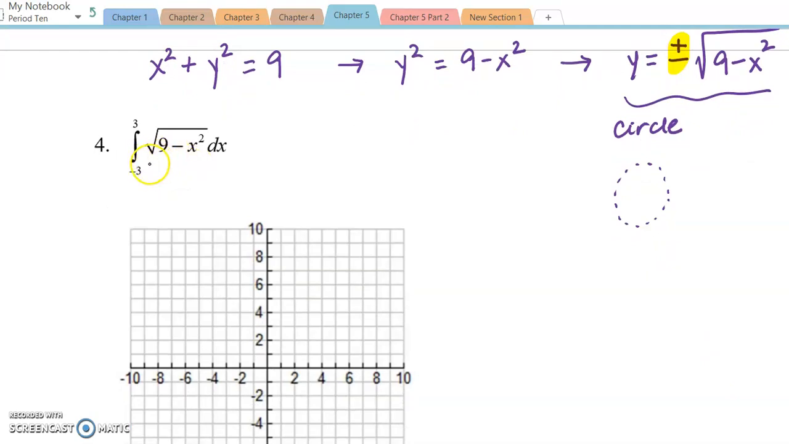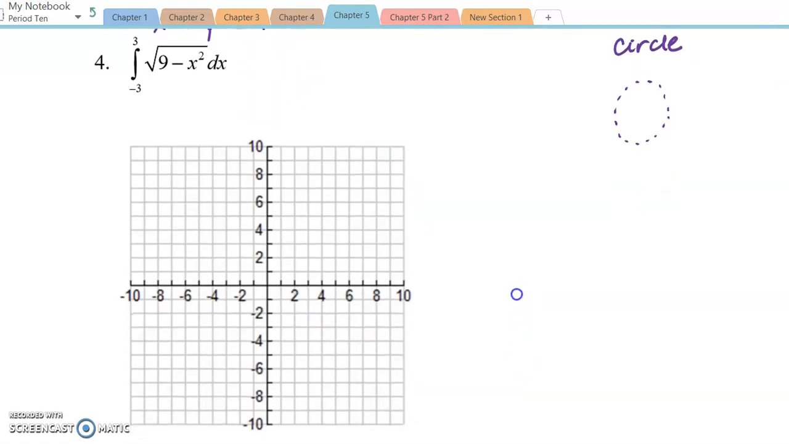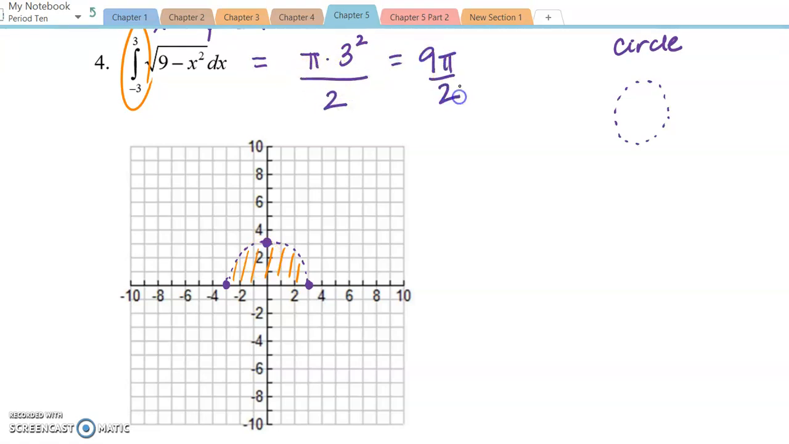It's the top piece. We have a radius of 3 because in a circle the basic formula is this. So if r squared is equal to 9, that means r is equal to 3. So I'm going to do a quick sketch of a circle, and I'm only going to do the top half. And this integral says, find the area between -3 and 3. The area of a circle is pi r squared, and this is a half circle, so I divide by 2. So my answer is 9 pi over 2.